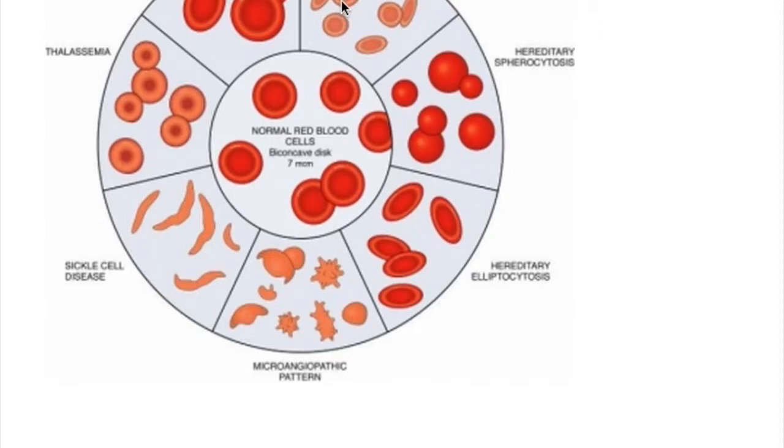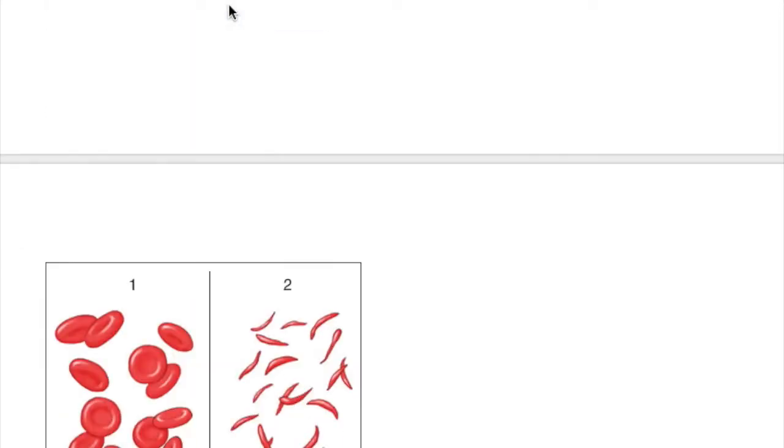The ones with less red color are hypochromic, and that occurs in iron deficiency anemia, thalassemia, sickle cell anemia. This is a sickle shaped RBC, and this is seen in microangiopathic hemolytic anemia. And this is the round RBC, in hereditary spherocytosis, and this is a leptocyte that occurs in hereditary leptocytosis, and this big RBC occurs in megaloblastic anemia.